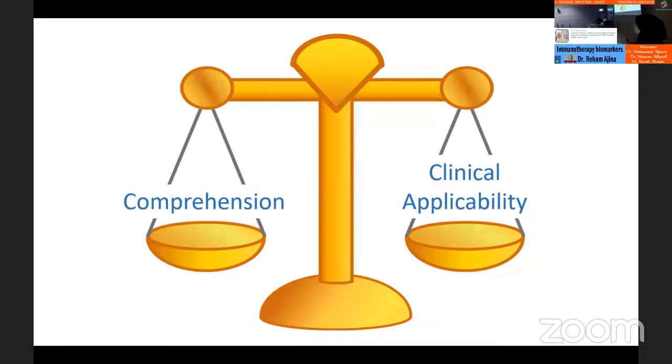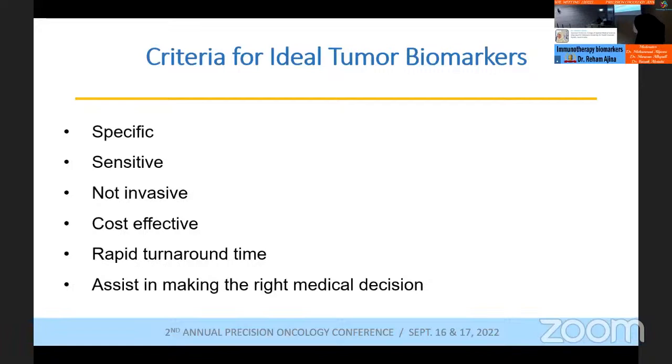but having that balance is very challenging. Therefore, we need to have biomarkers that are specific, sensitive, not invasive, cost-effective, give us rapid turnaround time so the patients will not die before we do all these omics and integrative analysis, and give us very easy to decide or assist in making the right medical decision biomarkers.